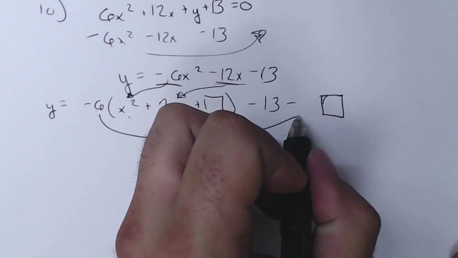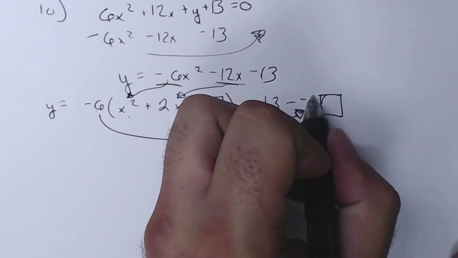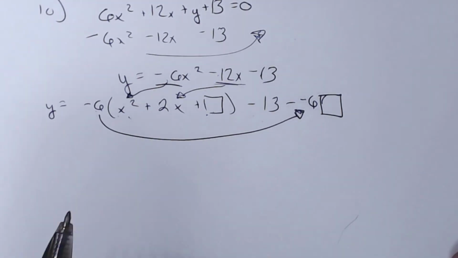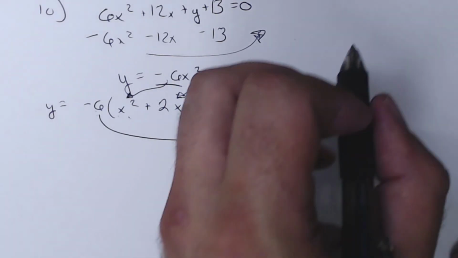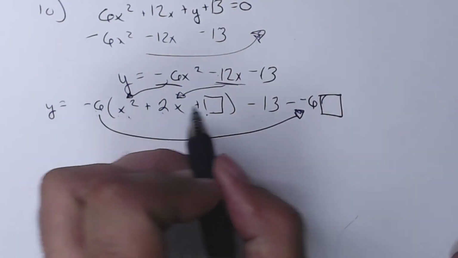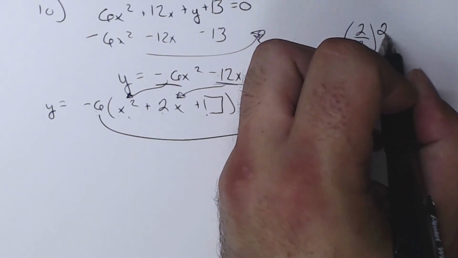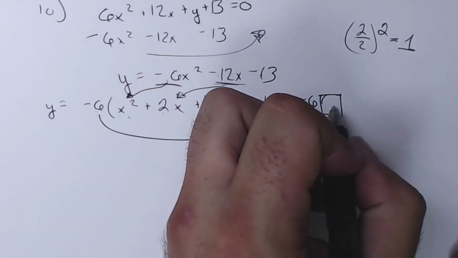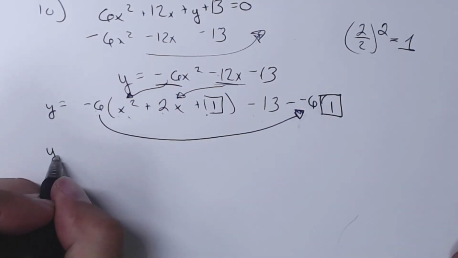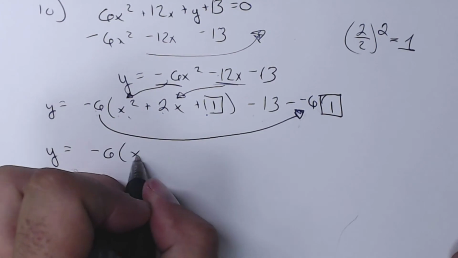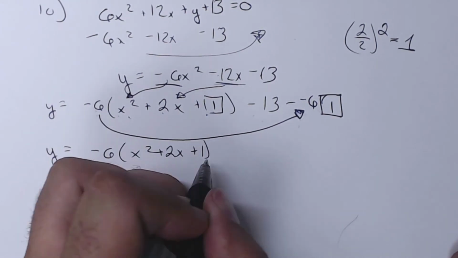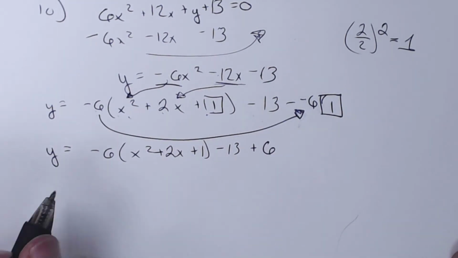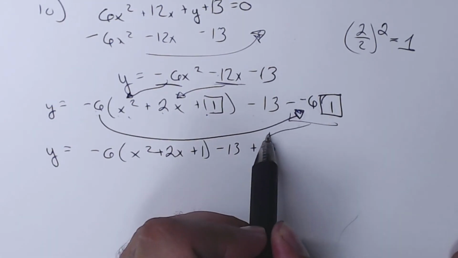So this negative 6 also goes in front of this box. Yes, double negatives. Okay, what goes in my box? That is my middle term, which is now 2, divided by 2, squared. That's 1. 1 goes in my box. So y equals negative 6, x squared plus 2x plus 1, minus 13, plus 6. I just simplified this chunk here. Everything else stayed the same.